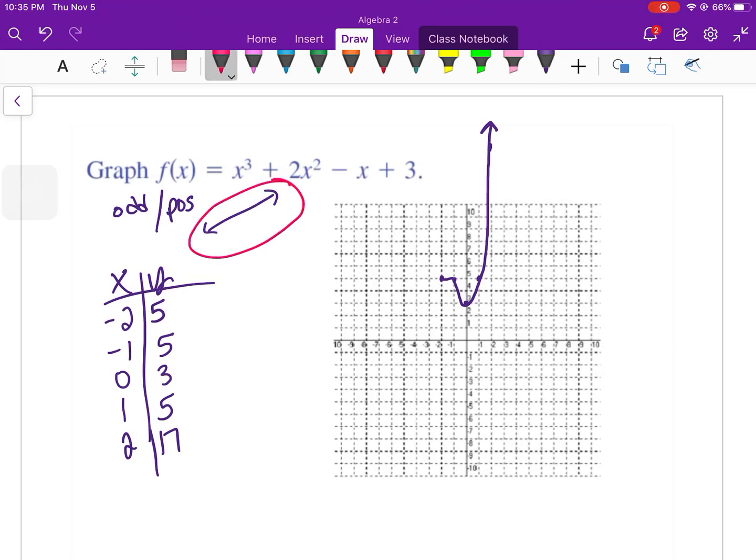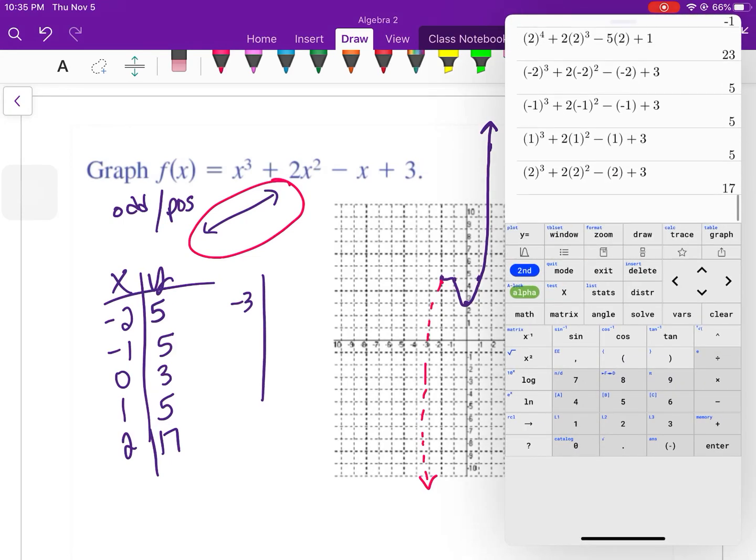So I'm going to predict that, since I know that the end behavior is like this, as x increases, the y increases, and as x decreases, the y should also decrease because it is an odd function. So the end of the function should look like this. So I should be able to draw the rest of the function like that based off the end behavior. I could plug in one more term like negative 3 just to be sure, and see if in fact that does work.